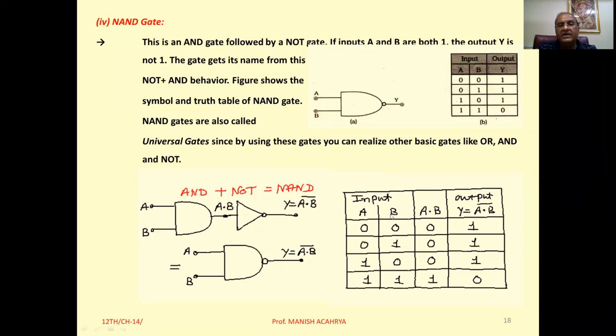Inputs A, B: 0, 0, 0, 1, 1, 0, 1, 1. Now the output of AND, that is A and B: 0, 0, 0, 1. In the AND gate we discussed that if all the inputs are present, then and only then you are getting output. In any other combination of inputs you will not get output.